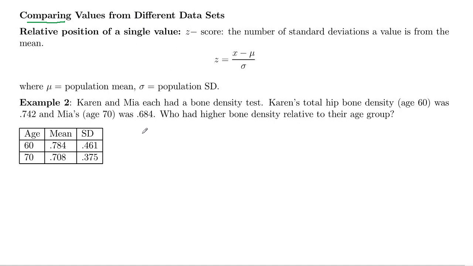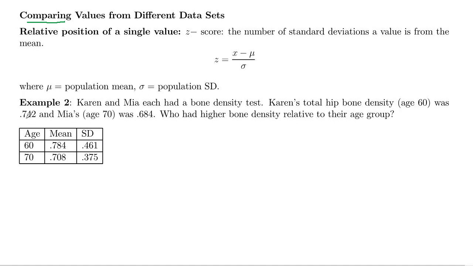So let's look at an example here. Karen and Mia each have a bone density test. Karen's total hip density was 0.742, and Mia's was 0.684. Notice they're in different age categories here. So what we want to do is see how they compare relative to their age category. We can't just compare the numbers straight.